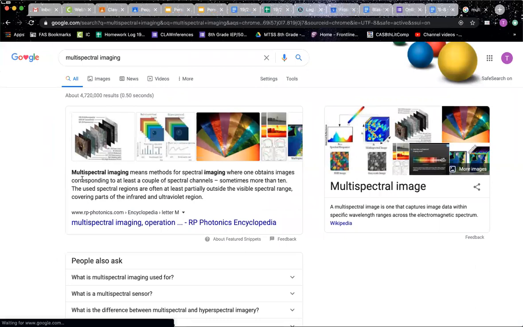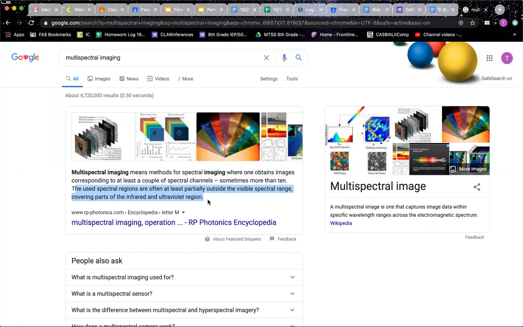All right, multispectral imaging means methods of spectral imaging where one obtains images corresponding to at least a couple of spectral channels, sometimes more than 10. The used spectral regions are often at least partially outside the visible spectral range, covering parts of the infrared and ultraviolet region. What the heck? That is just as confusing. I think this part is something that I can use. I can try to summarize it in my own terms.